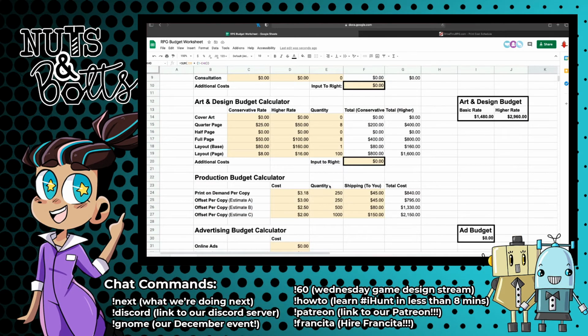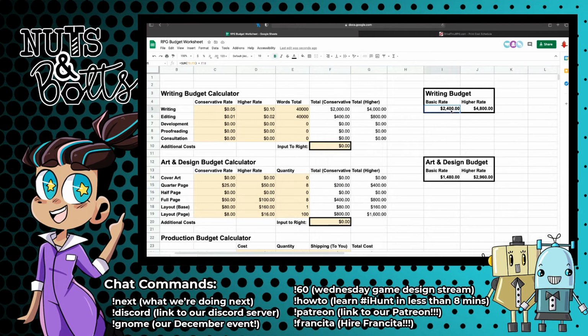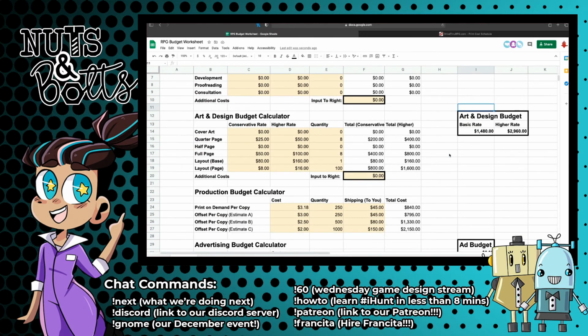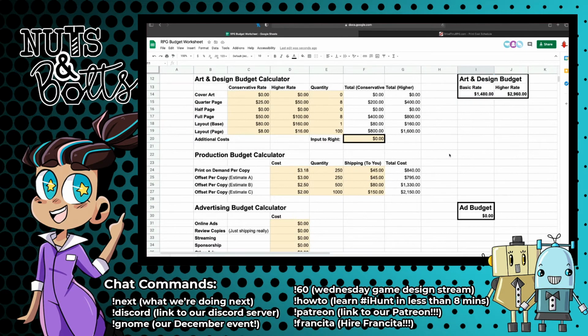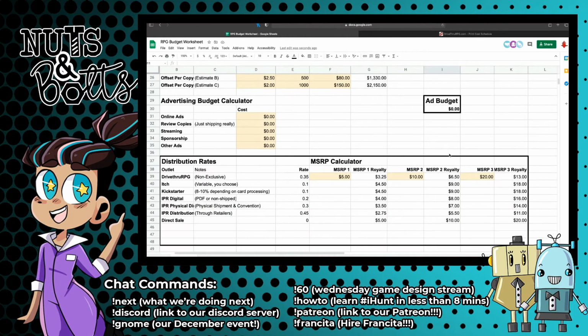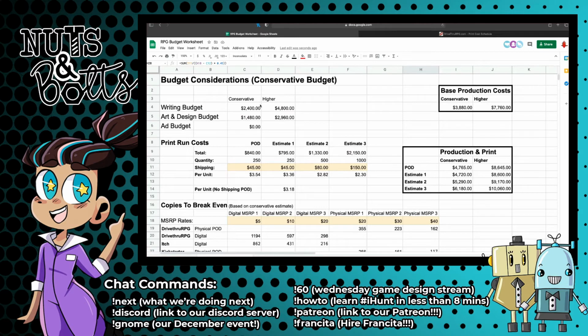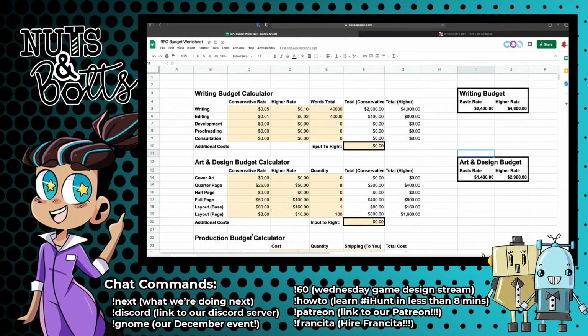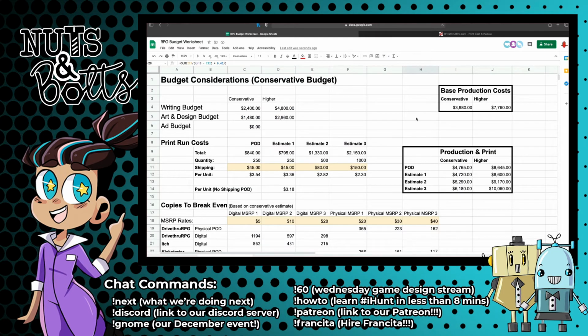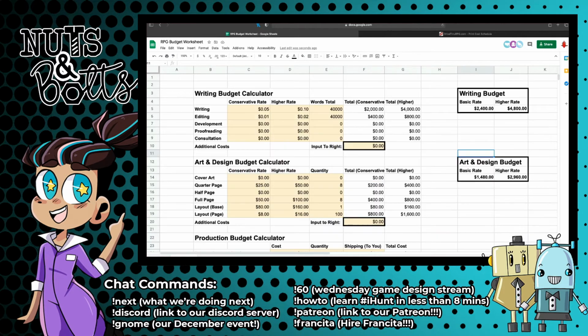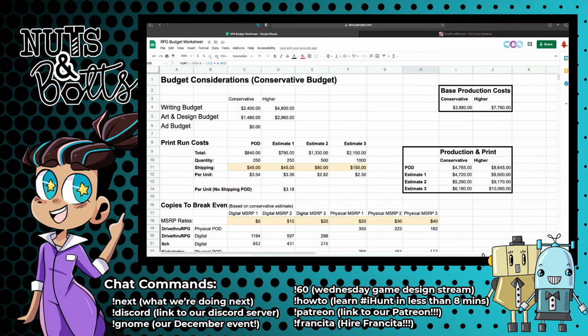But this is our basic budget for Flat Pack. We have the base rate of $2,400 for words and $1,480 for art and design. We're not bothering with our ad budget here because that's its own animal, and we'll talk about that a little bit more later. But okay, so we have our budget here. Right here, 3,880. Okay, so we know that our base budget is going to be $3,880.